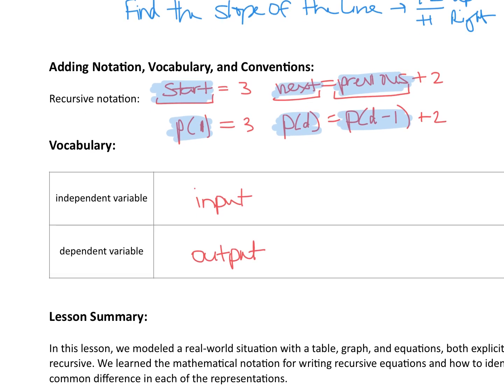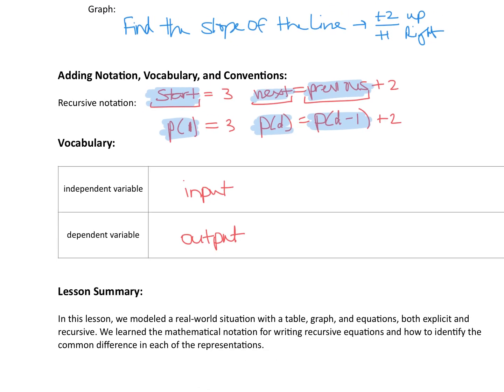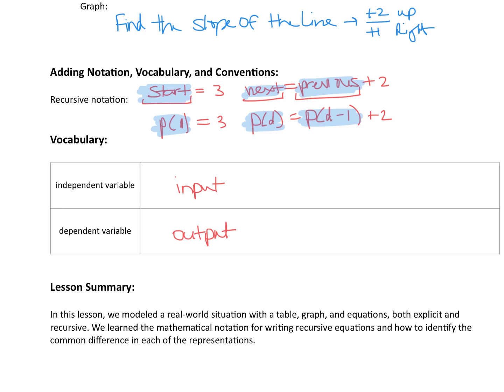In summary, in this lesson, we modeled a real-world situation with a table, graph, and equations, both explicit and recursive. We learned the mathematical notation for writing recursive equations and how to identify the common difference in each of those representations, in the table, in the graph, and in the equations.